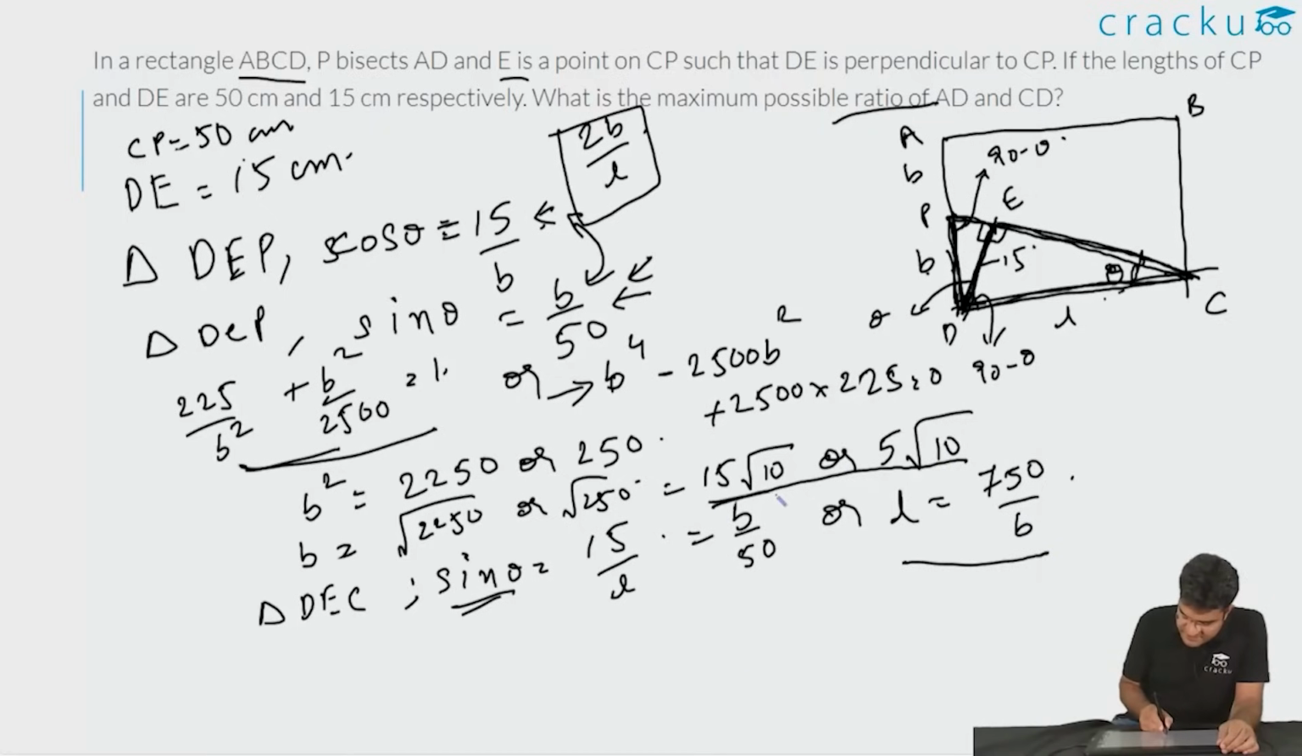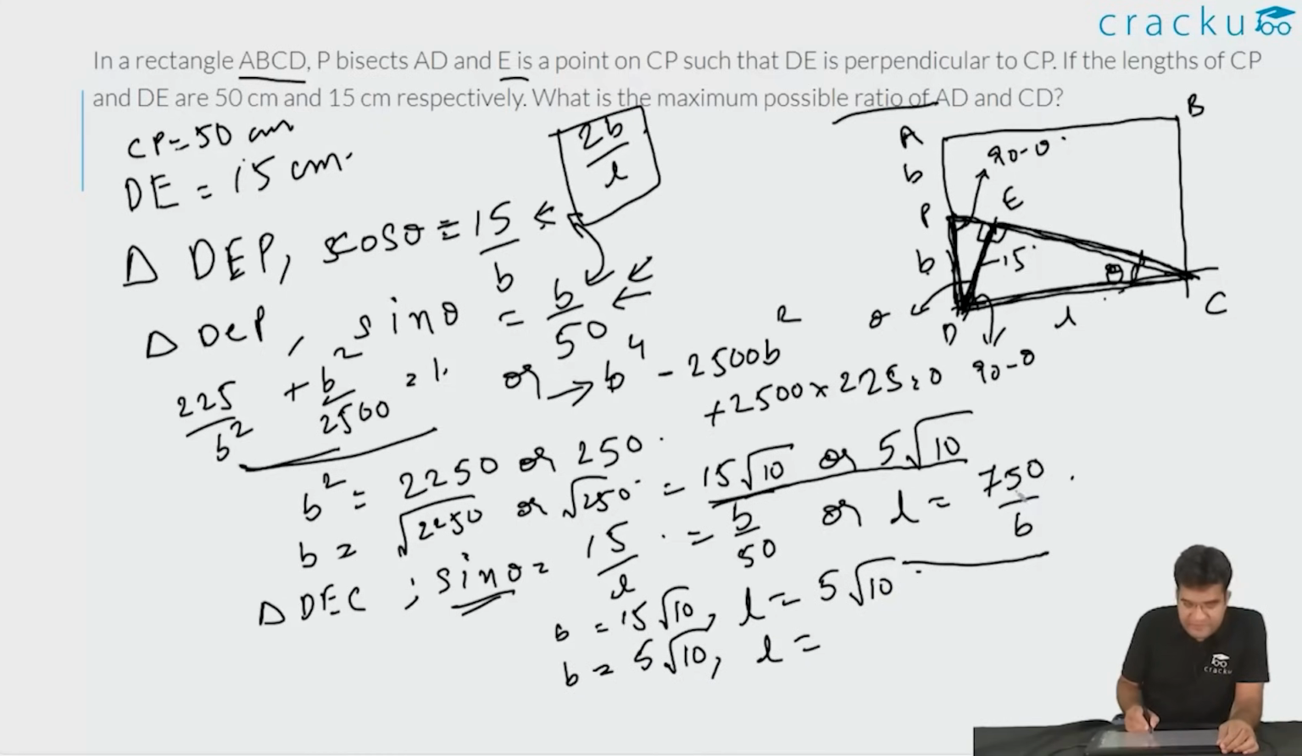So if b is equal to 15 root 10, L will be 750 by 15 root 10, which is equal to 50 by root 10, which is equal to 5 root 10. Similarly, if b is equal to 5 root 10, this is the second equation, L will equal 750 by 5 root 10, which is 150 by root 10, which is 15 root 10.